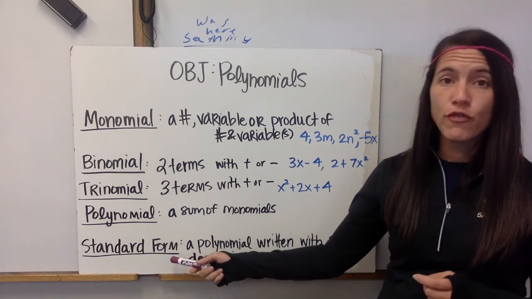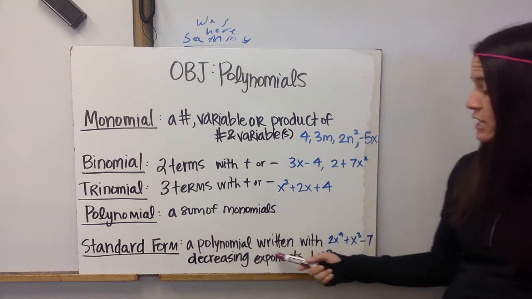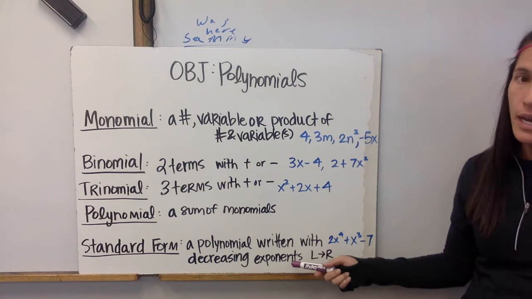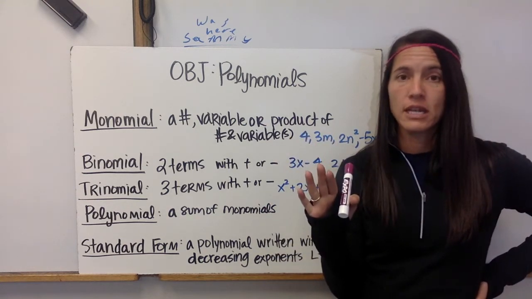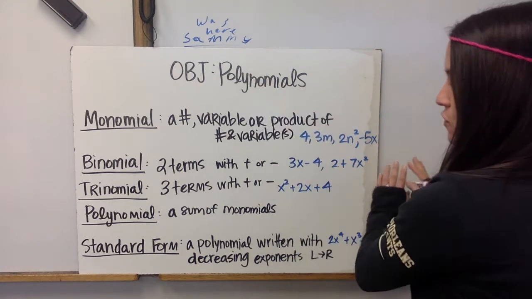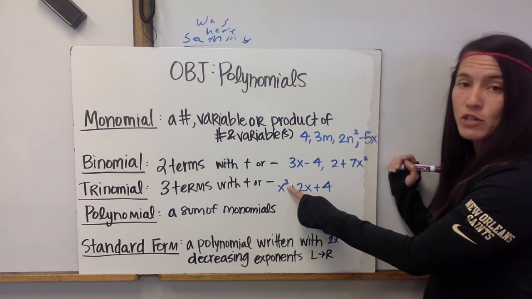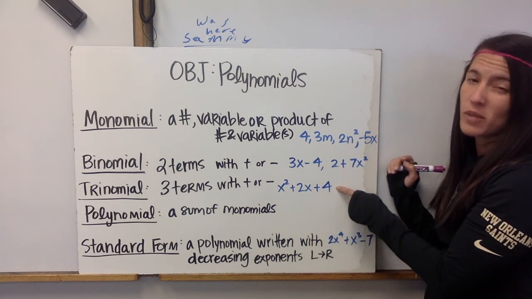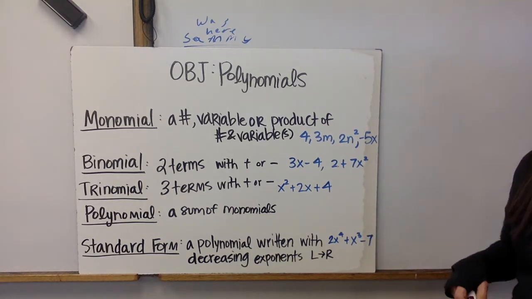Standard form for a polynomial is when you write with decreasing exponents, meaning from left to right. So you start with whatever terms have the largest exponents, and then they go decreasing down. This one is actually in standard form because this has an exponent of 2, this has an exponent of 1, and this, if it had a variable, would have an exponent of 0, but this doesn't have an exponent. So that one would go last.